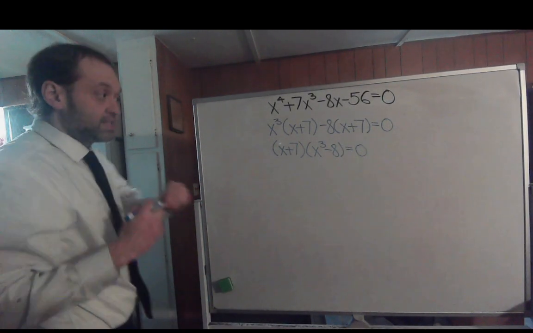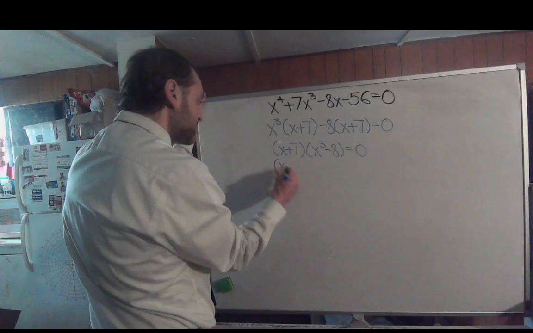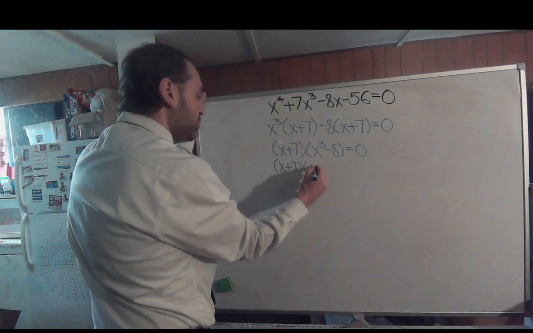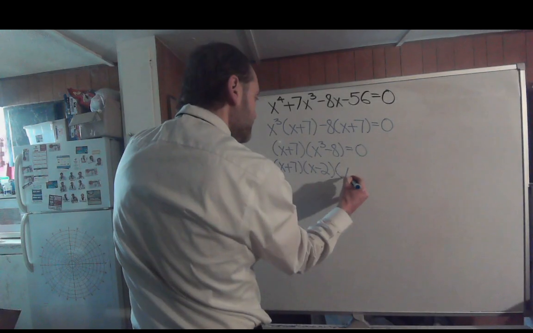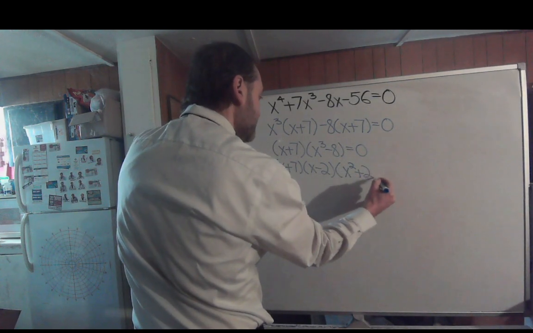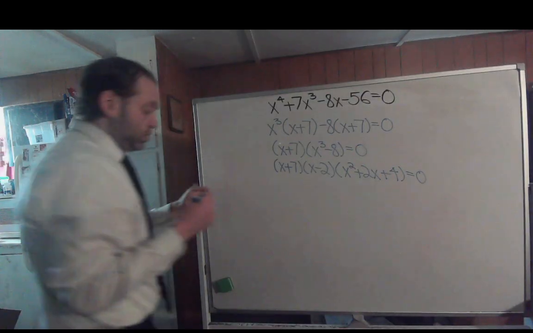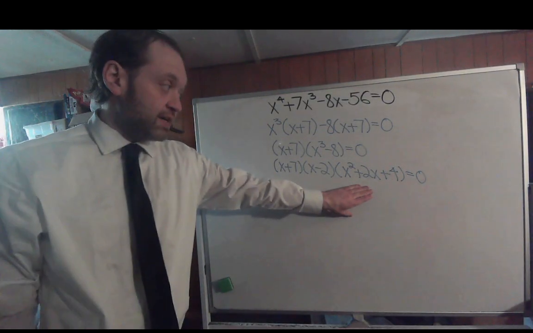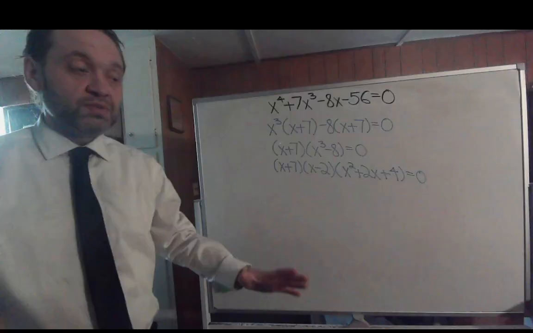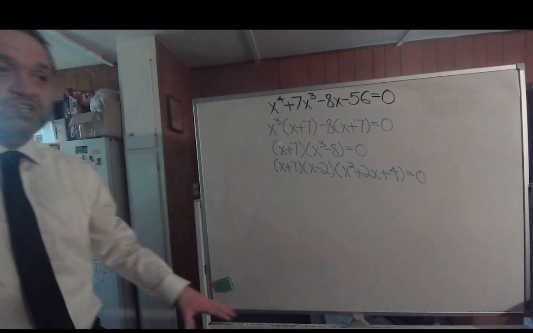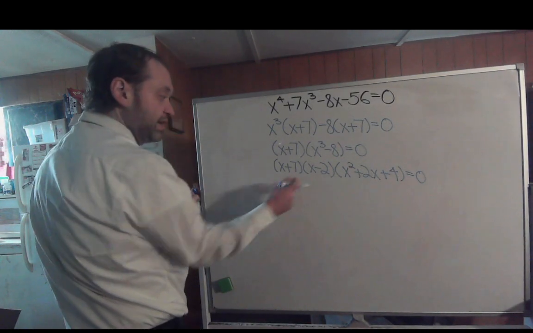Well, x to the 3rd minus 8 is the difference of cubes, right? We could definitely factor that out. This would give you x plus 7 times the quantity of x minus 2 times the quantity of x squared plus 2x plus 4 is equal to 0. Well, that quadratic factor, again, the quadratic factor from a difference of cubes never has a real result. It's only imaginary.